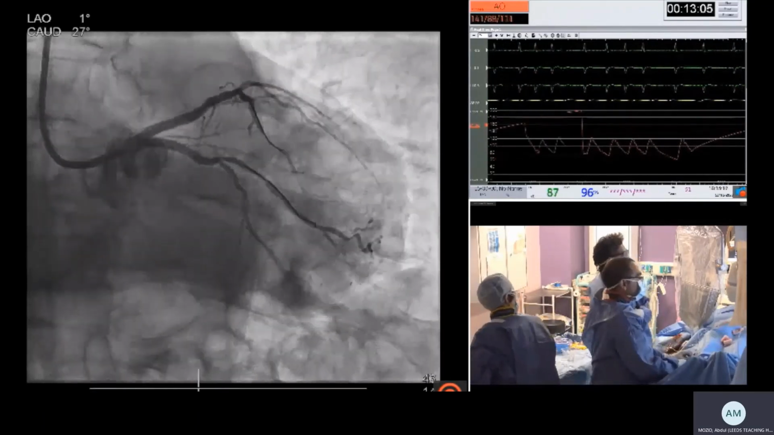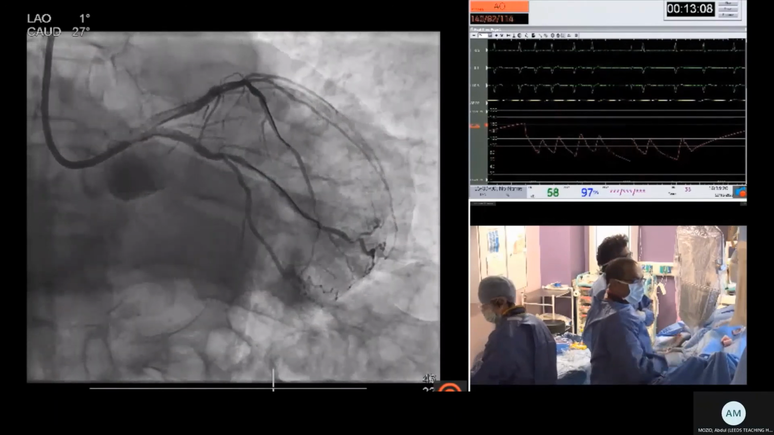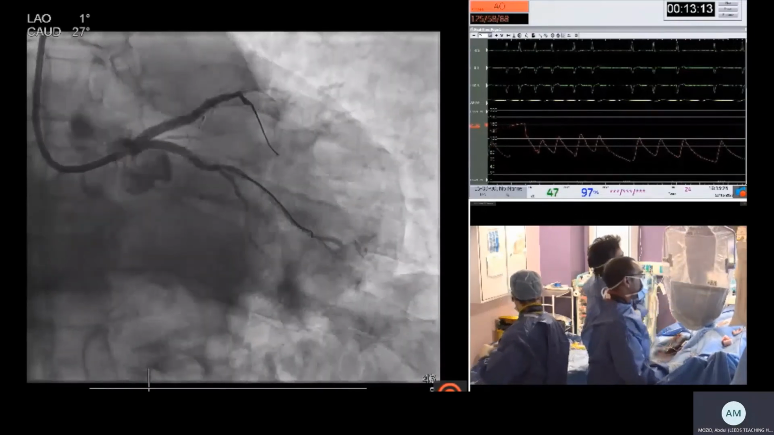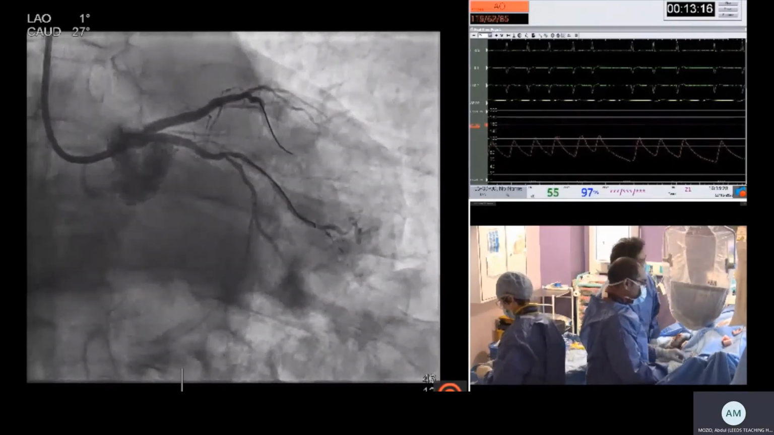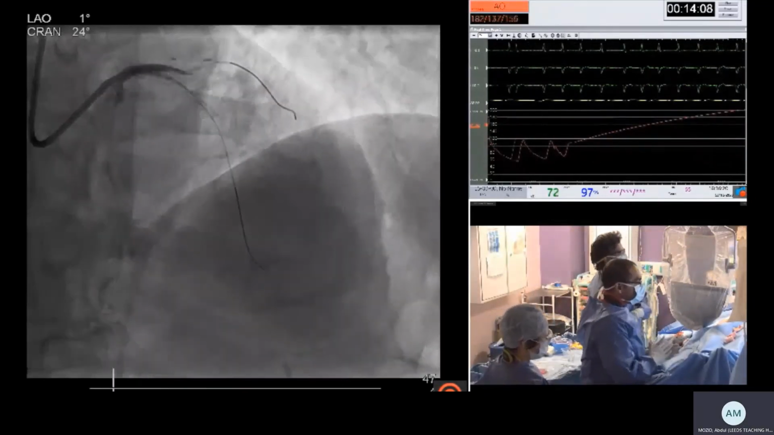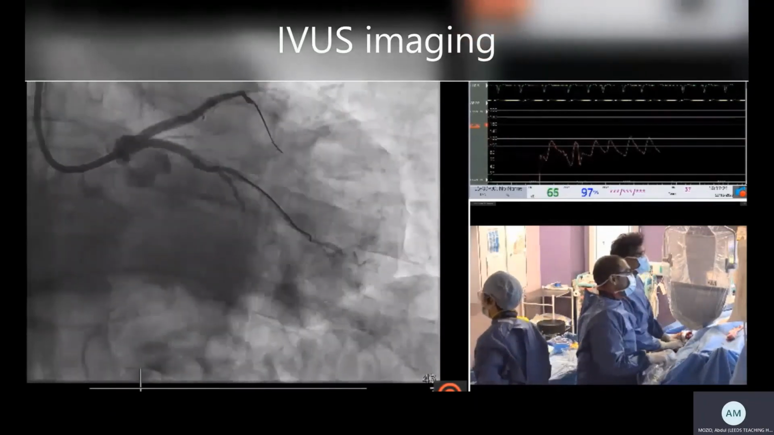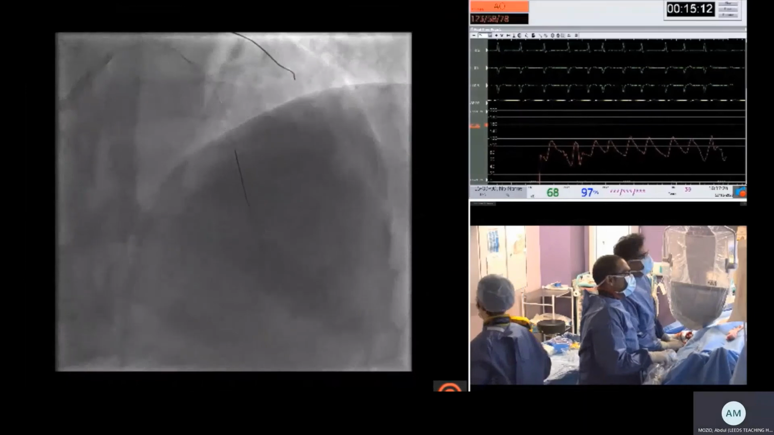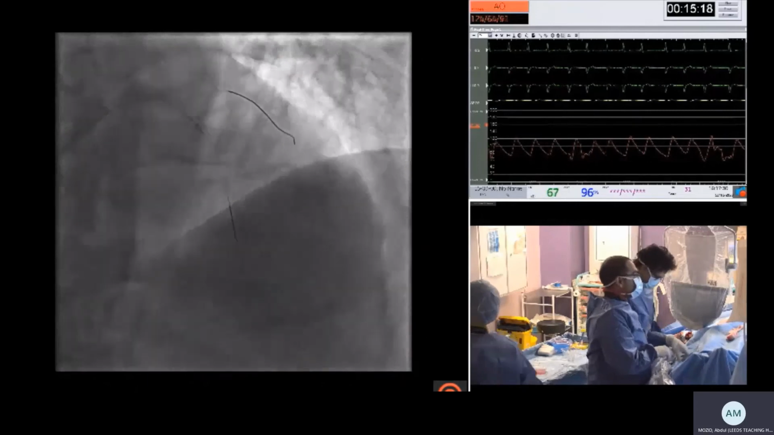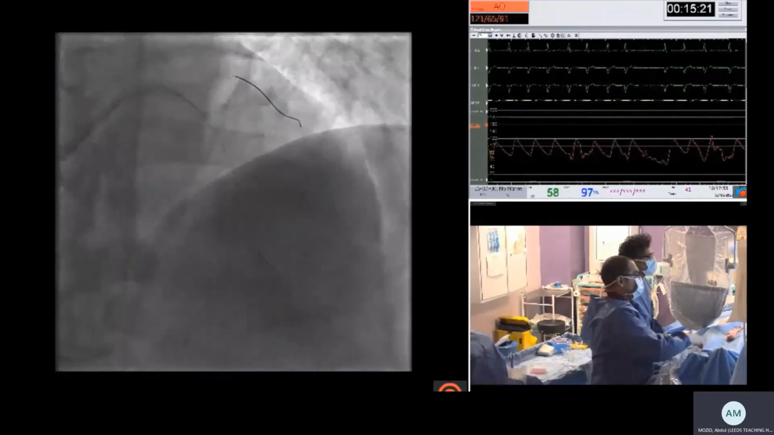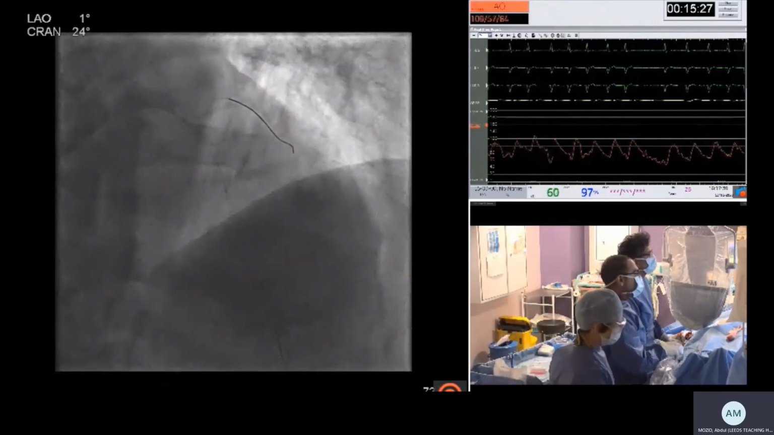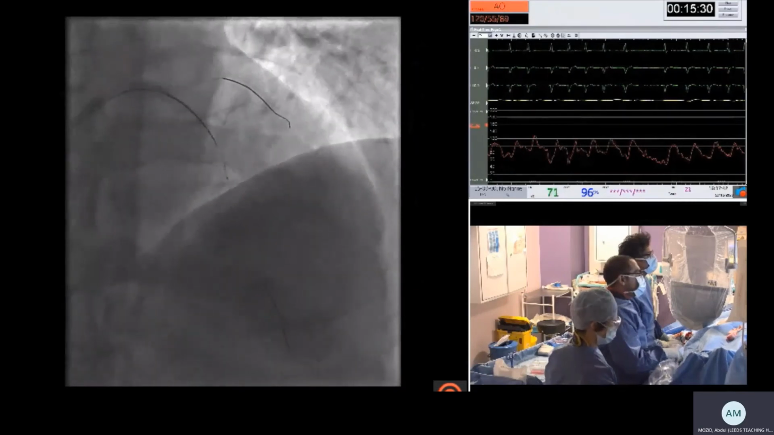The angiographic result here looks very good. We then proceeded to IVUS guided optimization. Again, angiographic result here looks good with patent diagonal vessel. We would usually perform IVUS imaging prior to guide our strategy, but in this case, due to ischemia and hypotension, it was appropriate to proceed directly to intervention.